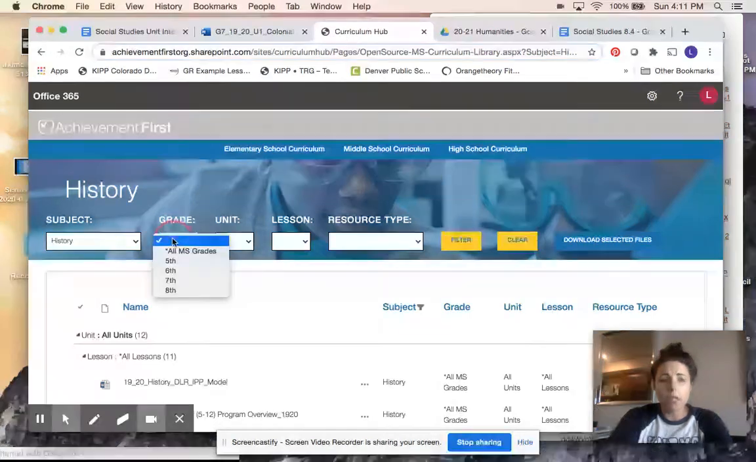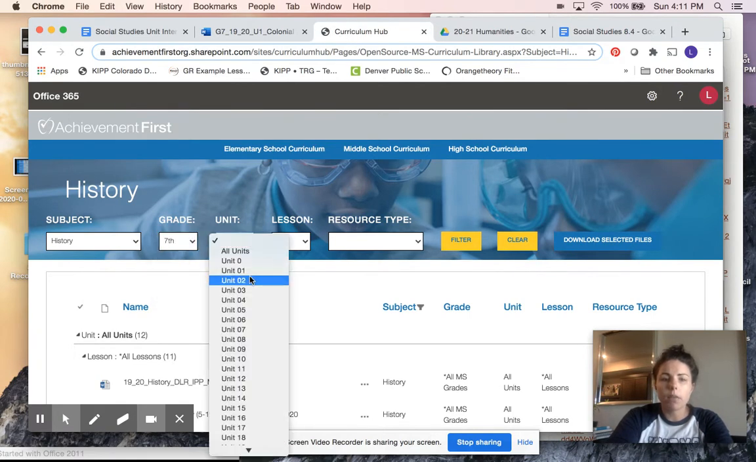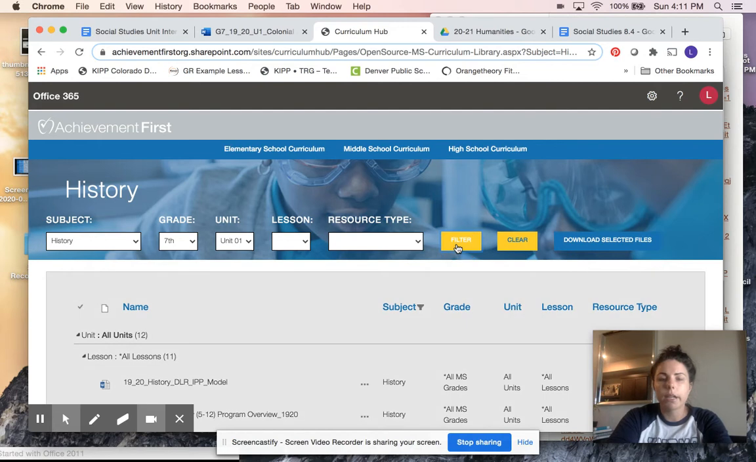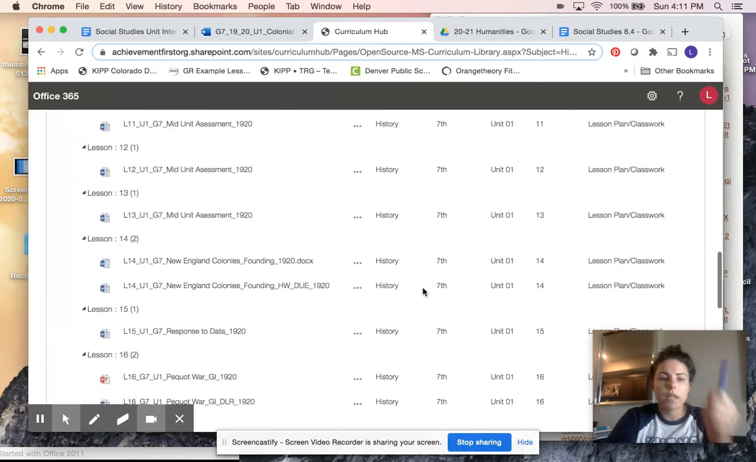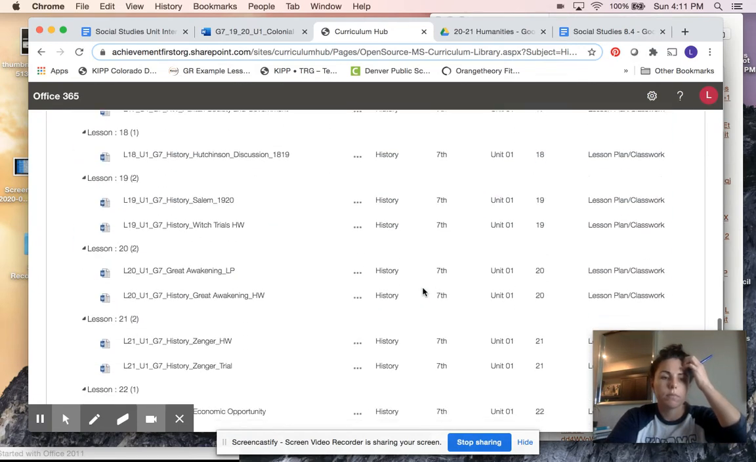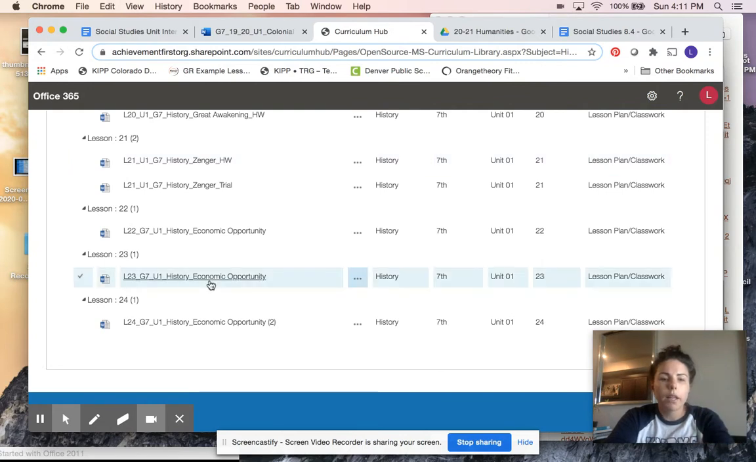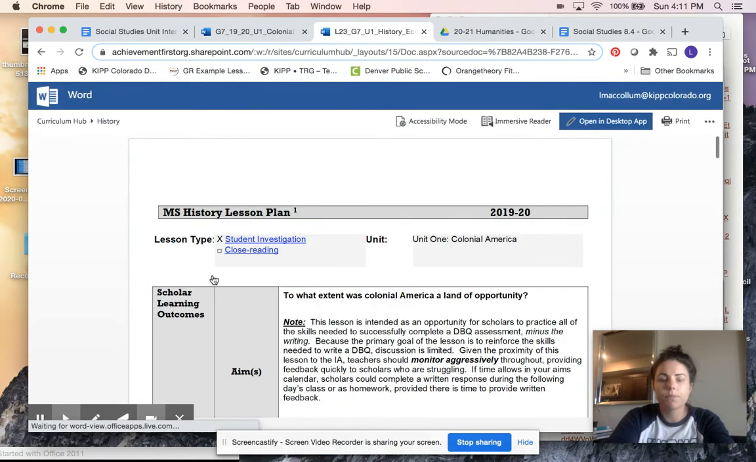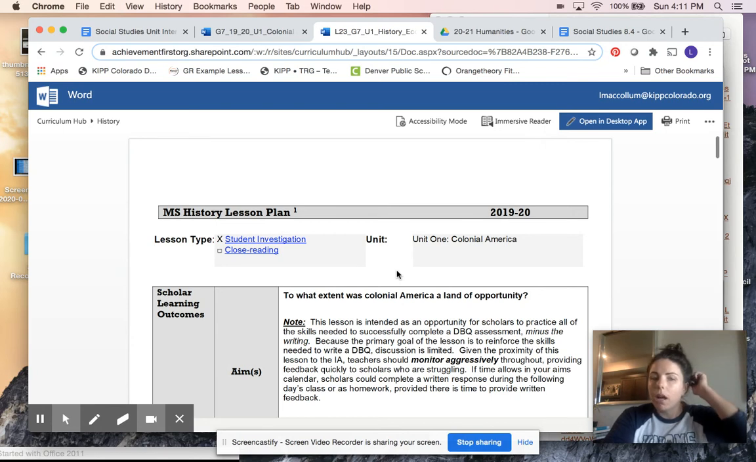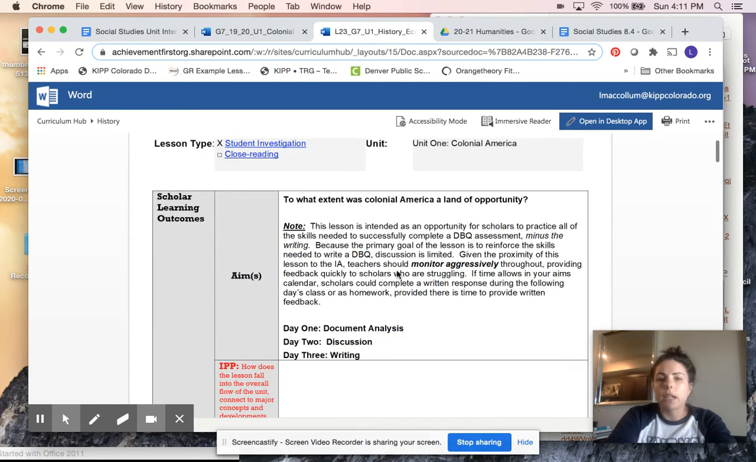So I'm going to go back into grade 7. I'm going to look at unit 1, filter it. I'm going to go down. And I'm going to look at lesson 23. Cool. Okay, so this is where it gets really interesting. So to what extent was colonial America a land of opportunity?